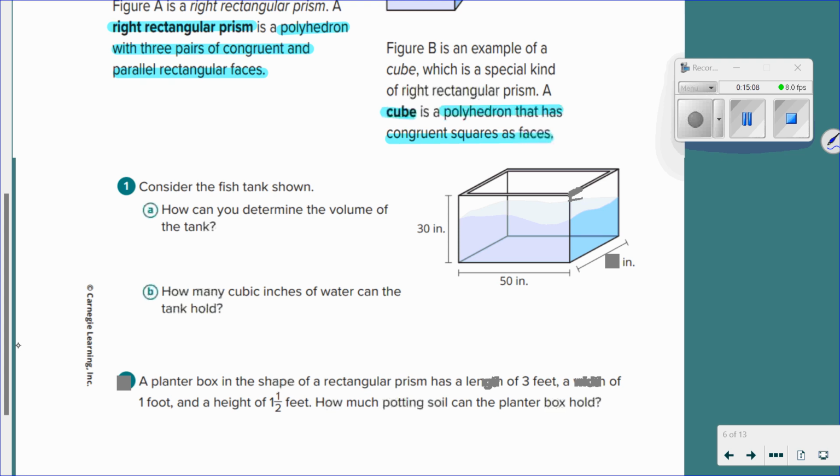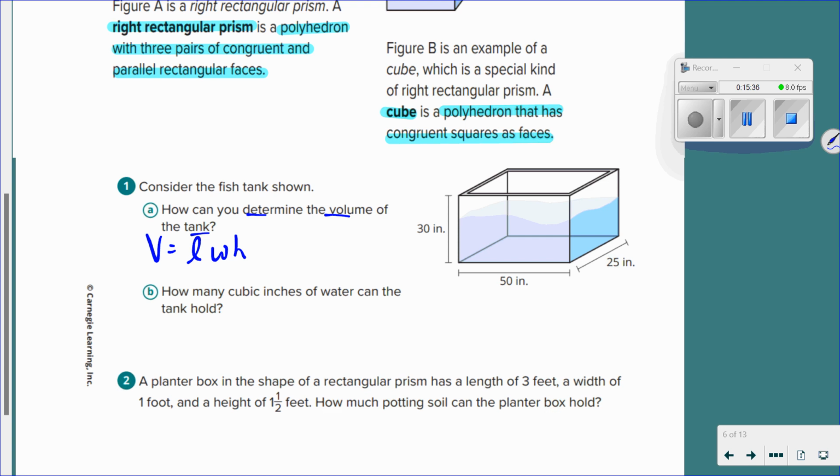How can you determine the volume of the tank? Does anybody know what the volume formula is offhand? We gave it to you, Keegan? Length with height. Good. So volume equals length times width times height. Now, just as we did with area, one of the first things we're going to ask you is write down your basic formula and then label it on your figure.